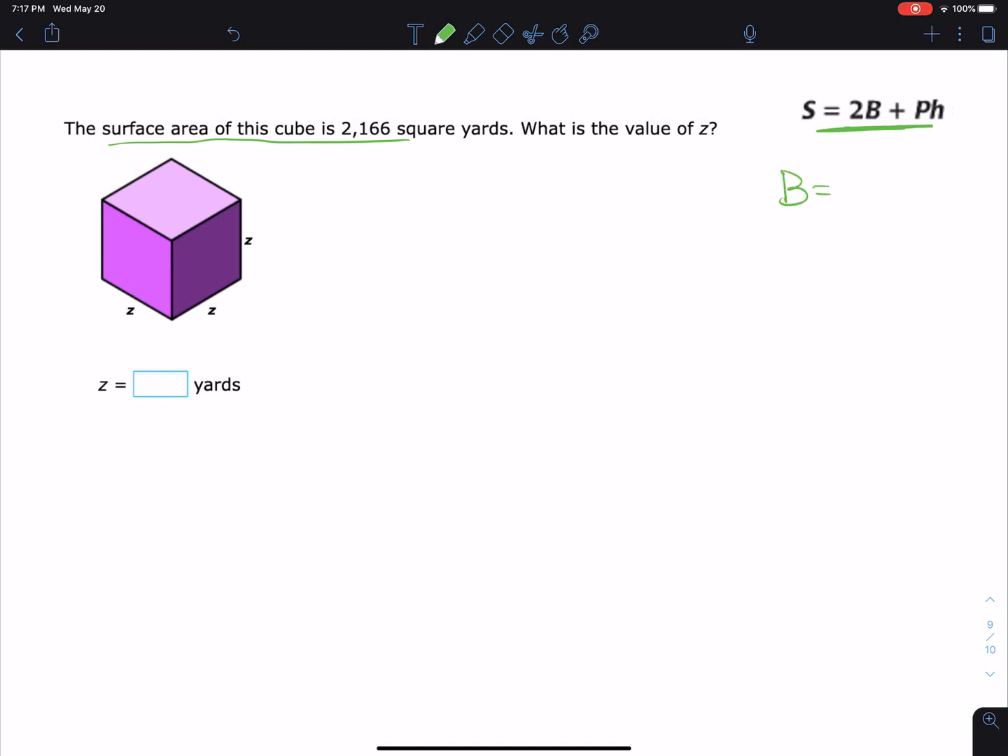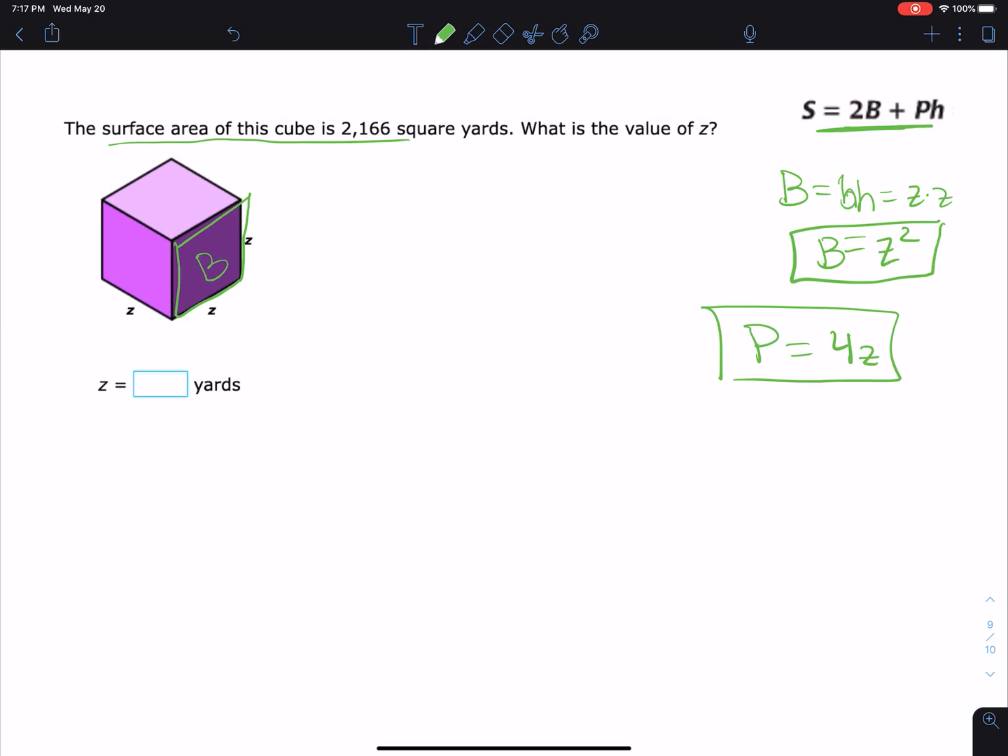So my big B, guys, is going to be a square. Okay, so area of a square is base times height. Oops, base times height, which would become Z times Z, which is Z squared. Okay, so big B is Z squared. That's fine. We'll hang on to that. My perimeter is adding up all 4 sides, so that would be 4 times Z. Okay.